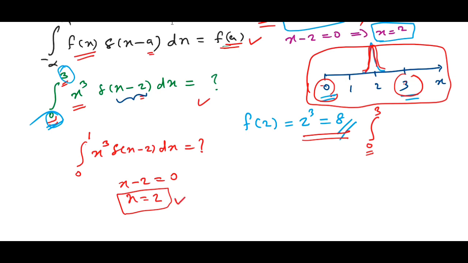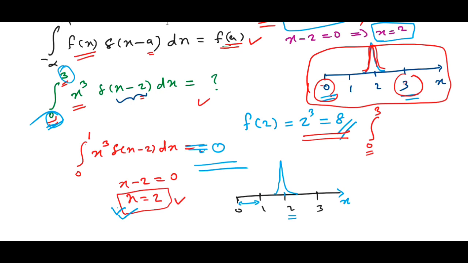If I plot this, this is 0, this is 1, this is 2, this is 3. According to this expression, the spike appears at x is equal to 2, that is here, but our limit is from 0 to 1 only. Within this integration domain, the spike does not appear. The spike appears at x is equal to 2 only. Then the answer of this question is equal to 0. You have to be very careful.